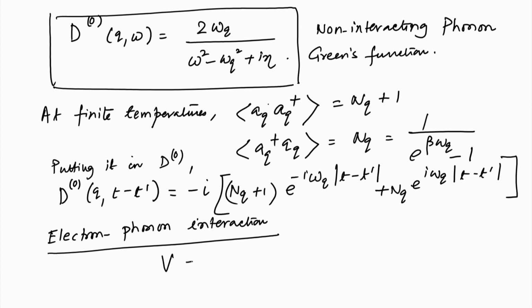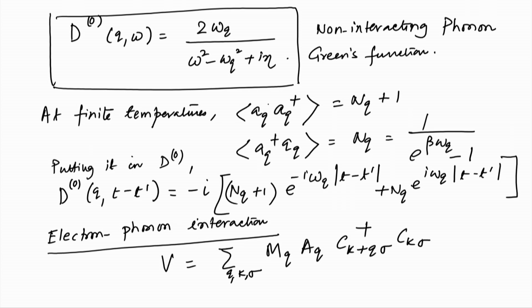So, the interaction is of the form sum over q, k, sigma. There is a vertex or a strength of the interaction which is M_q, and it is A_q and c_{k plus q, sigma} dagger c_{k sigma}. So, there are two fermion operators, one creation, one annihilation, and along with that the phonon operator which is A_q, and M_q is the strength of the interaction.